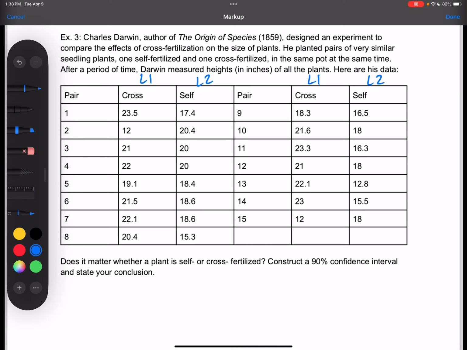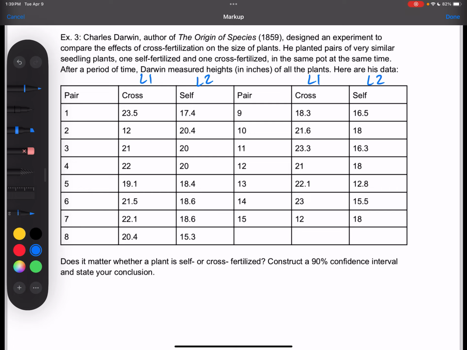All right, so Charles Darwin designed an experiment to compare the effects of cross-fertilization on the size of plants. He planted pairs of very similar seedling plants, one self-fertilized and one cross-fertilized, in the same pot at the same time. After a period of time, Darwin measured heights in inches of all the plants, and here are his data. So yes, cross-pollinating and self-pollinating is what the cross and self are. So, doesn't matter whether a plant is self or cross-fertilized, construct a 90% confidence interval and state your conclusion.